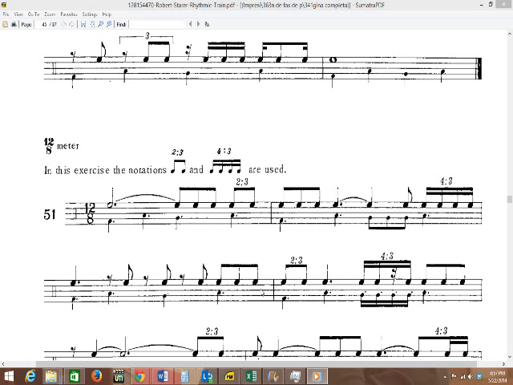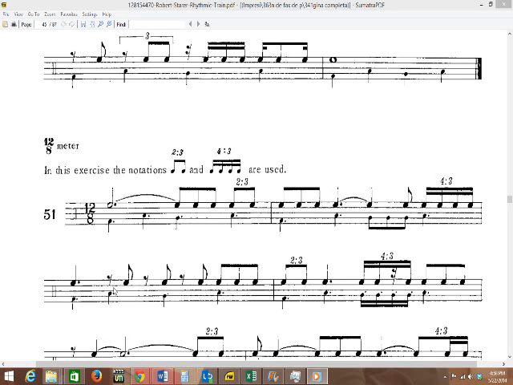What do duple 8th notes sound like? What do quadruple 16th notes sound like? And regular 8th notes sound like this.